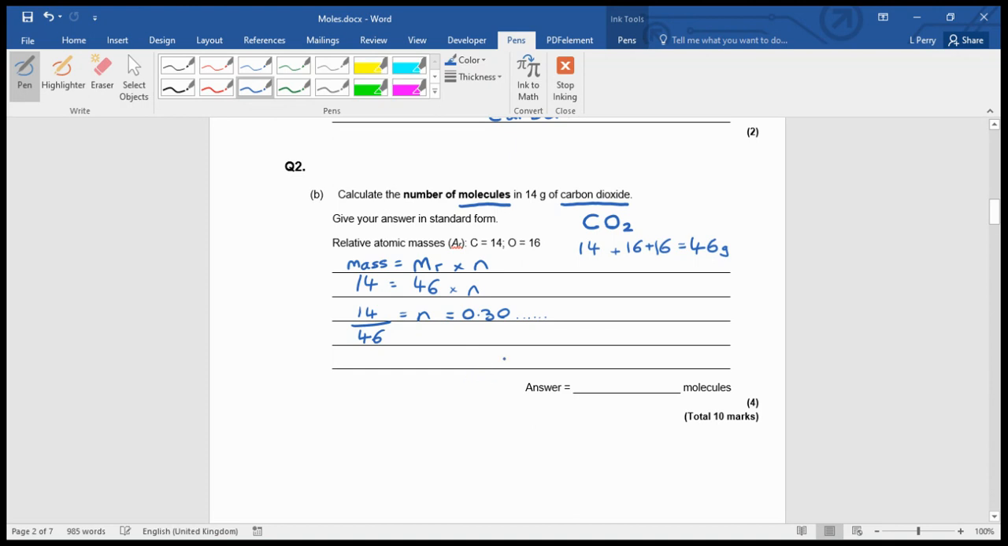Now at the moment, I've already gained loads of marks. I've worked out a relative formula mass. I've put numbers into correct equation. I've rearranged. I found the number of moles. I've got 3 out of 4. But I was asked for the number of molecules. I've got 0.3 moles. This is where I need to remember what is a mole. I need to remember that horrible number. So to get the number of molecules, I take the number of moles and times it by the number of atoms in a mole, or the number of molecules in a mole.